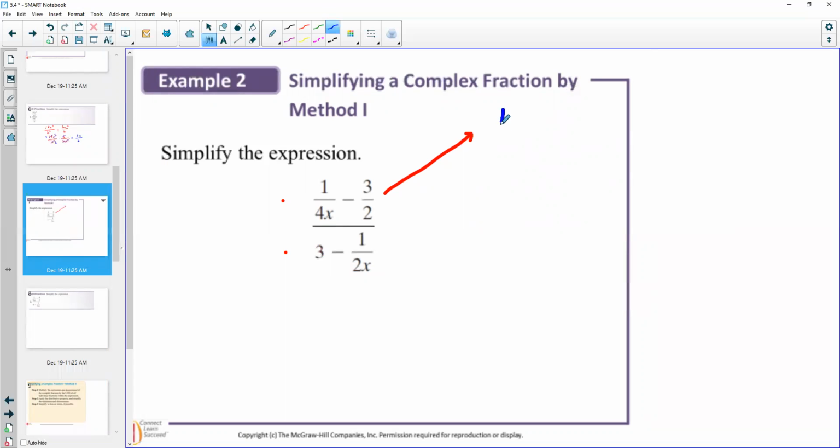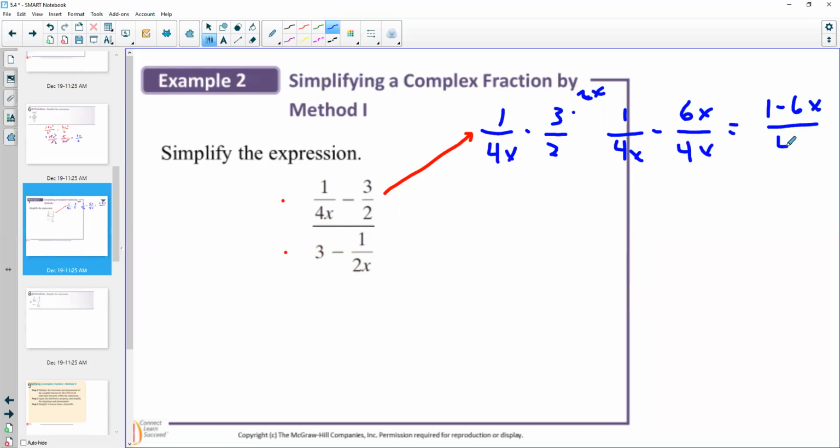So I have 1 over 4x minus 3 over 2. Common denominator would be what? Let's see, I have a 4, an x, and a 2, so it would be 4x. So then the first fraction just stays the way it is, minus, let's see, I need to turn that into a 4 and an x. So I need to multiply the top by 2x. That means 3 times 2x is 6x. Okay, and make one fraction. So I get 1 minus 6x over 4x.